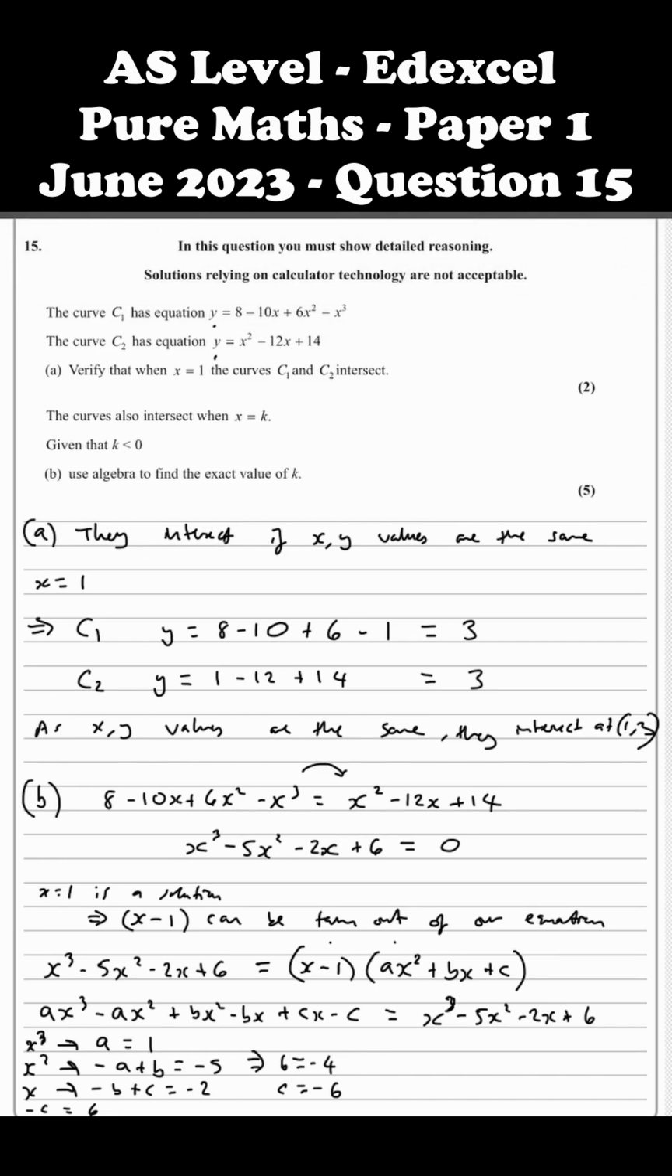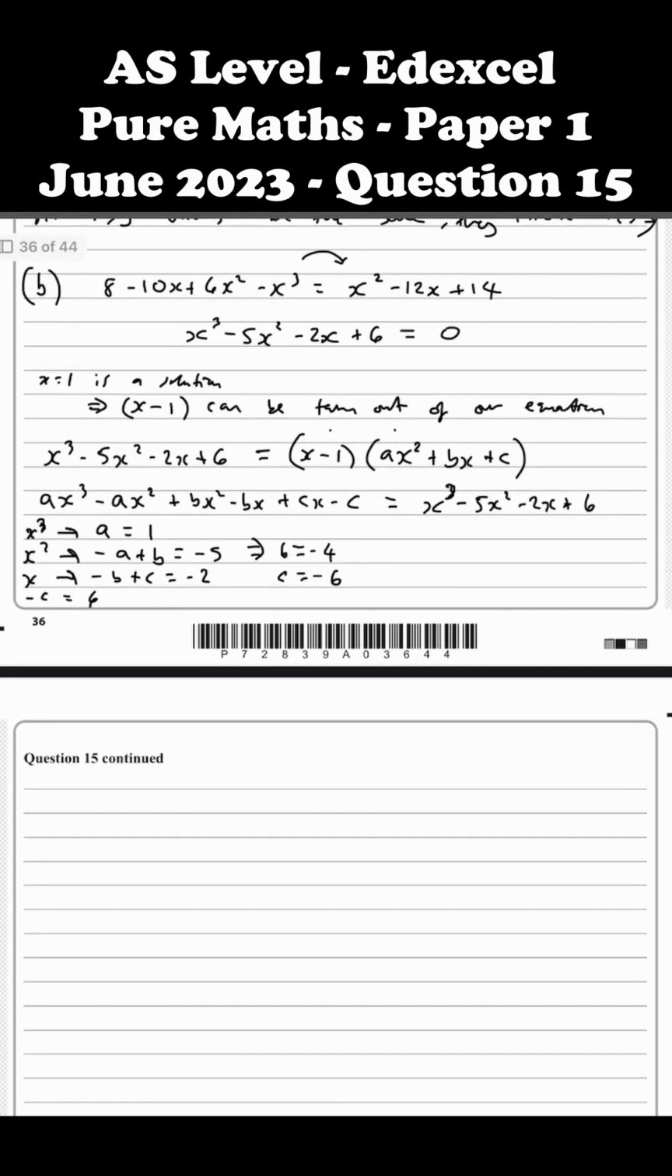I'm just going to scroll down a bit. So we can now say x cubed minus 5x squared minus 2x plus 6 equals x minus 1 lots of ax squared, where a is 1, so x squared, minus 4x minus 6. Now we just have to solve this equals 0 to get the two remaining roots.